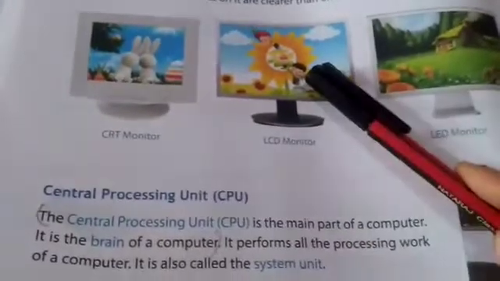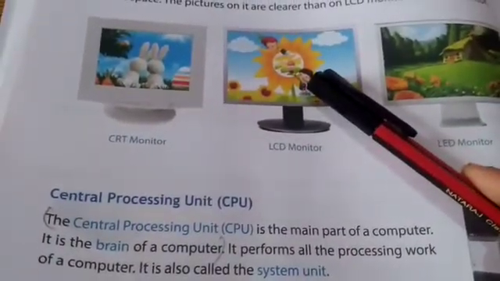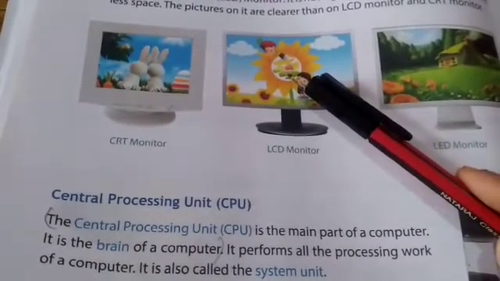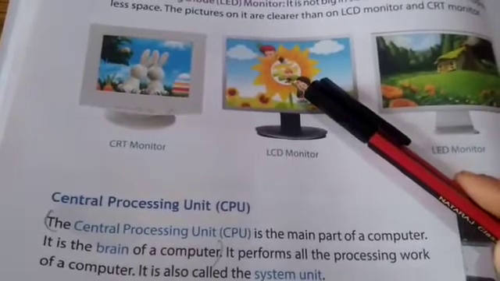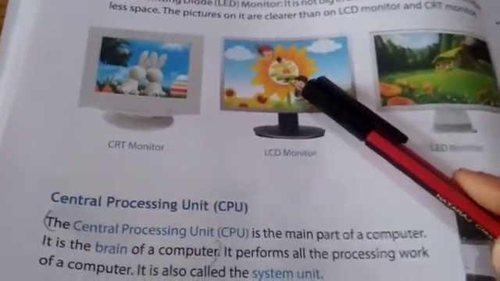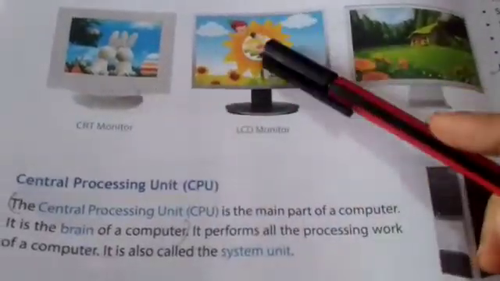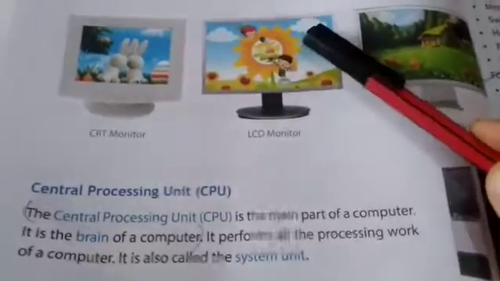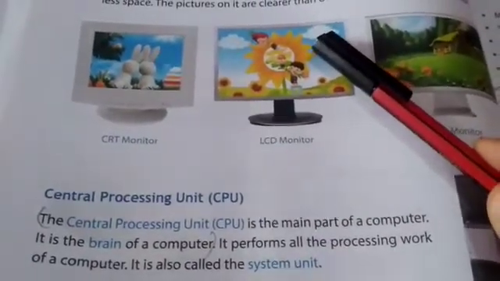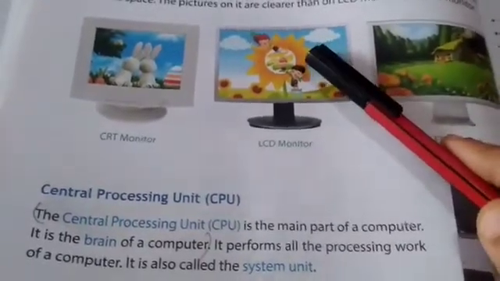Next one is LCD. What is LCD? An LCD monitor is not very big in size, not very heavy, and occupies less space. The pictures on it are much clearer than on a CRT monitor. Compared to the CRT monitor, it will not occupy too much space. It requires only less space.